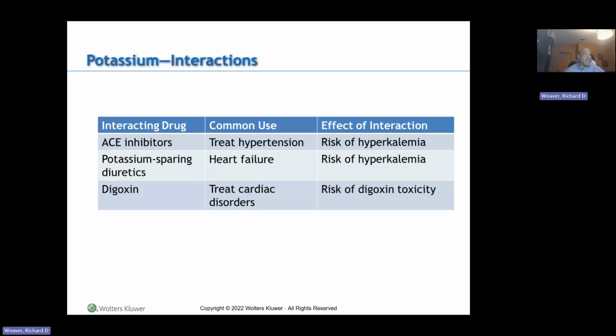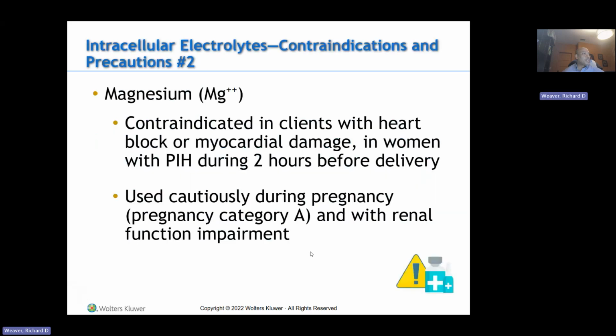All right. And if you give potassium and this potassium-sparing diuretic together, hyperkalemia. If potassium is given with digoxin, which is used to treat cardiac disorders, there's a risk of digoxin toxicity. So very important to know. Let's see, we talked about this one already as well. Use cautiously during pregnancy. It is a category A, meaning we can give it, but just with caution. And also with renal function impairment, we have to be careful. Again, think about or go back to your kidneys and what they do.